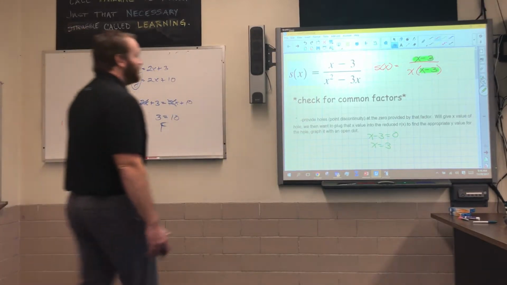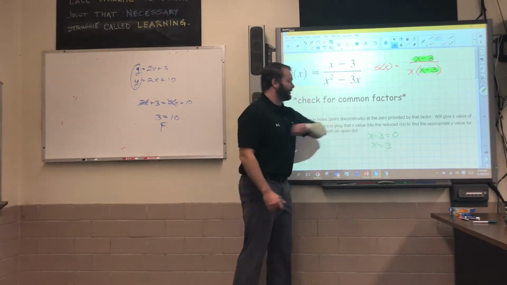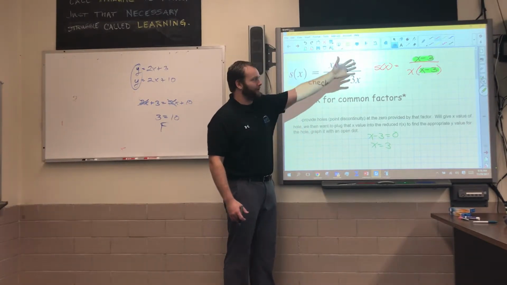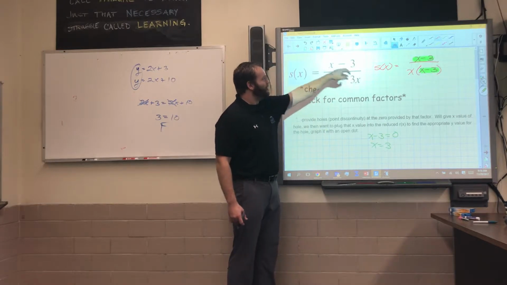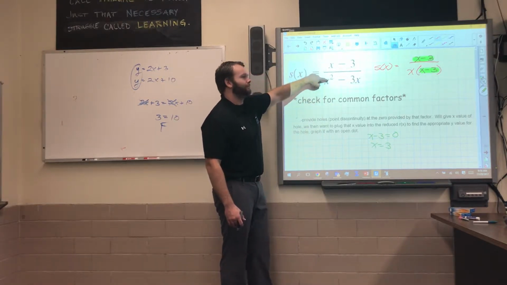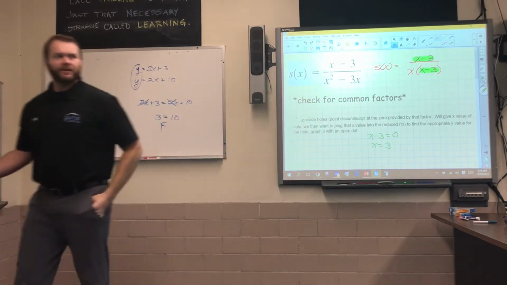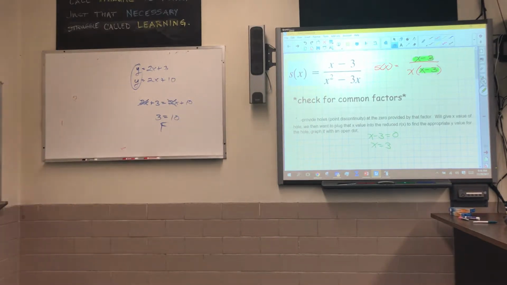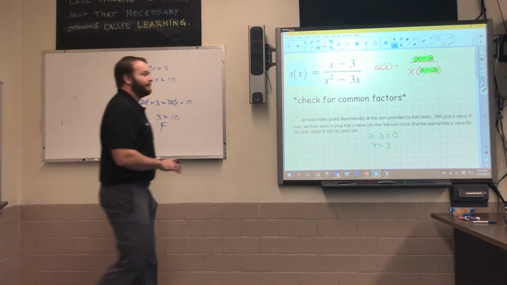If I plug in 3 to this original function, or to the factored one, what do you get up top? 0. What do you get on the bottom? 0. Can you do 0 over 0? No. Even though it's the same thing divided by itself. Like 1 over 1 is 1, 2 over 2 is 1, 3 over 3 is 1. But 0 over 0 is not 1, because division by 0 supersedes any other rule. So it's still an undetermined quantity.